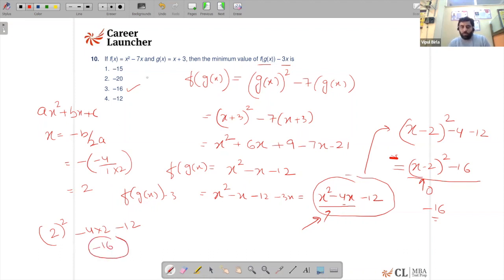So both ways we can do it. If we are comfortable in making that perfect square, we can do it. Otherwise, we can always use the approach minus b by 2a.